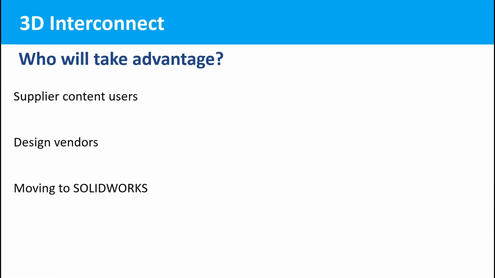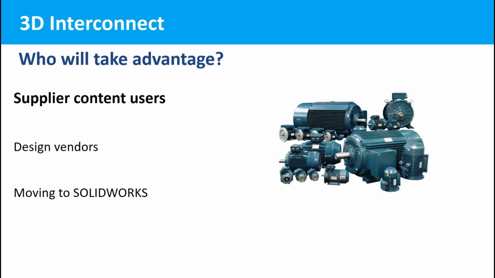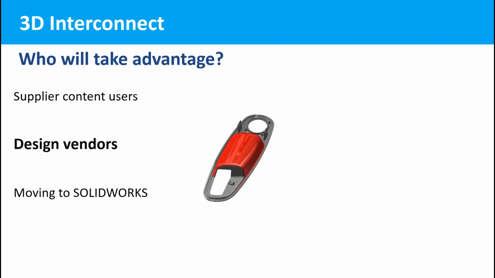So who's going to be able to take advantage of this technology? First one is people that use supplier content. So when you download those items, those parts or assemblies to use inside your designs, maybe a motor, for example, like you see on screen. You can't always be specific and ask for a SOLIDWORKS file, or sometimes they are available in other formats. So being able to leverage that data makes your job easier and quicker to get to the designs complete.